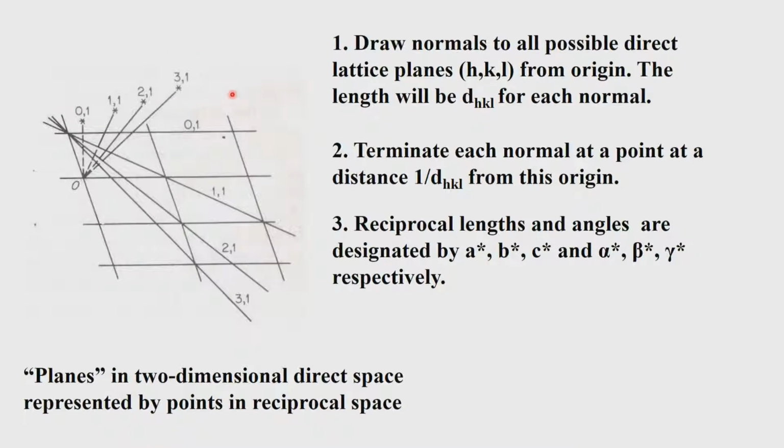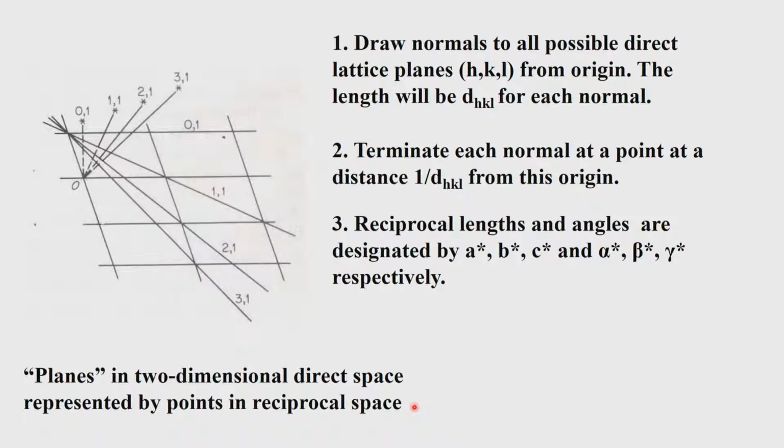What we have to see also here is that whenever we consider planes in the two dimensional direct space, the plane 0 1, the plane 1 1, the plane 2 1, this is a two dimensional case. The normals now end up with a point, and therefore they are represented by points in the reciprocal space. When you get a diffraction pattern, we have already discussed that in the previous hour, with a diagram.